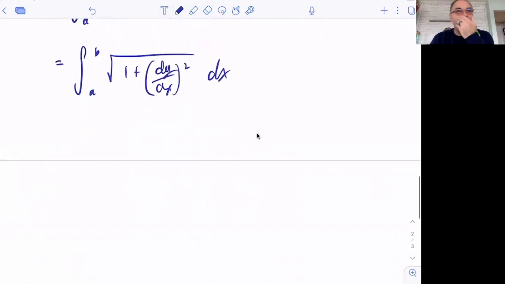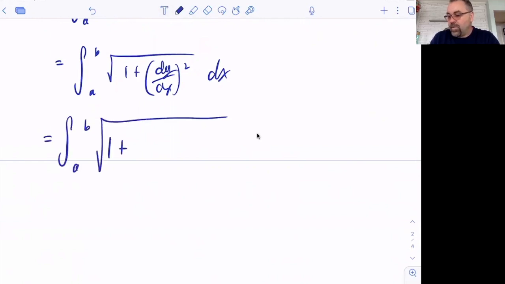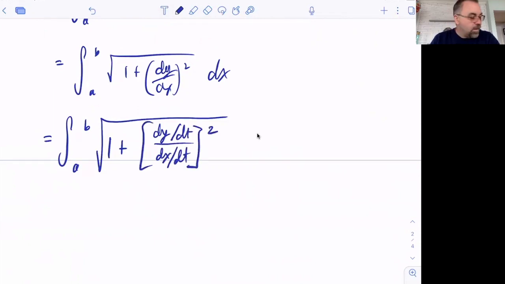And now if y and x are defined parametrically, we can take this a step further and say, well, actually, that's the integral from a to b of the square root of 1 plus dy/dt over dx/dt, quantity squared. And if you go ahead and make a common denominator in here, we're going to, oh, I forgot my dx. So we're going to multiply by dx/dt over dx/dt in here.